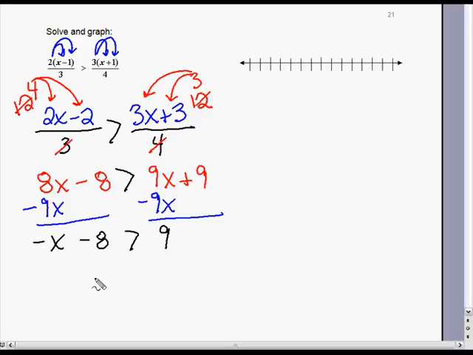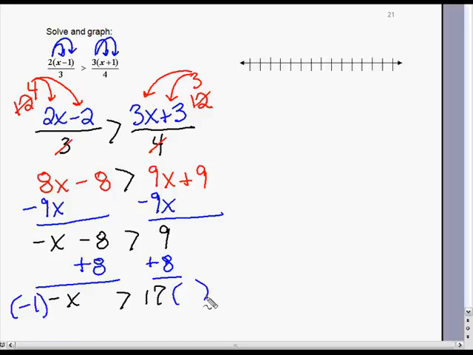X is not yet alone. We still need to get rid of the negative 8. So we can add a positive 8 to both sides. Gives us a negative x is greater than 17. X is not alone. We need to get rid of that negative sign. We can multiply both sides of the equation by negative 1. But since we are multiplying by a negative, that's going to make the inequality point in the other direction. Giving us positive x is now less than negative 17.